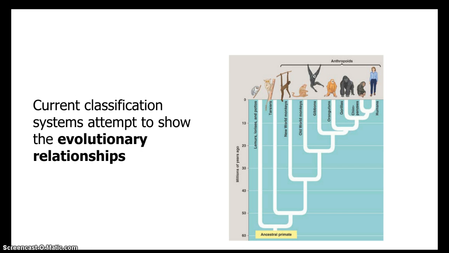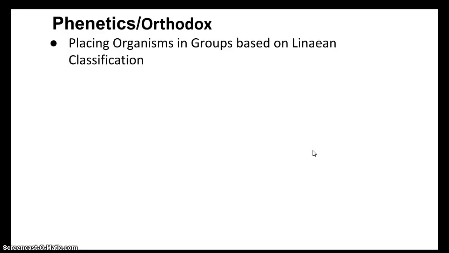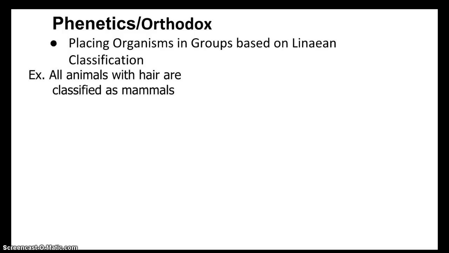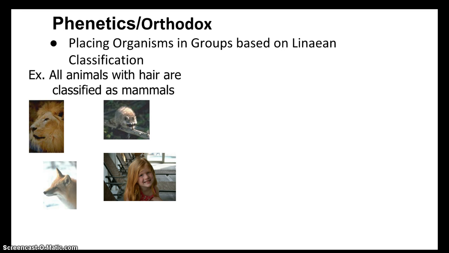So as we were saying, classification is just a way to show evolutionary relationships. The longer two organisms stay on a path together, the more closely related they are. And we can see this through evidence with DNA, embryological evidence, and also geologic fossil evidence. So phonetic or orthodox classification places organisms in groups based on Linnaean's classification system. So people might say, oh, well, all animals have hair, so they're classified as mammals. And that kind of works.